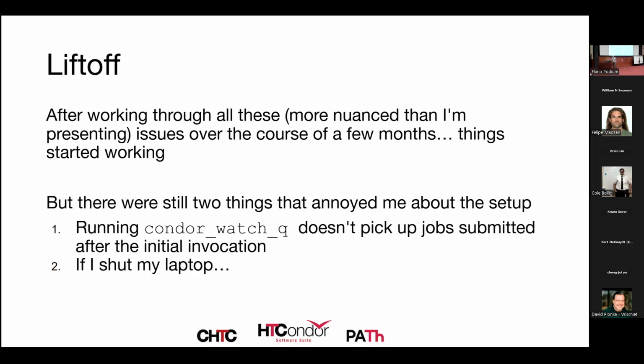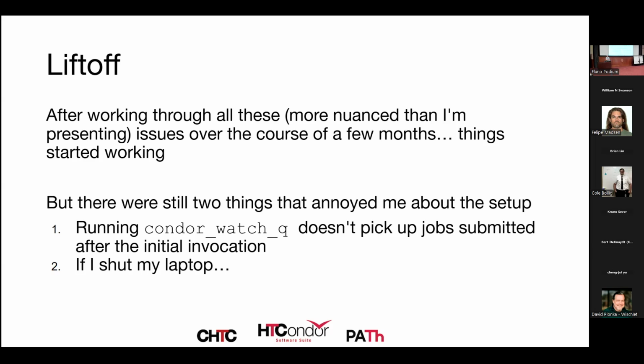So I've asked some of the Condor devs about why this is. We're concerned about querying the schedd too often. So condor_watch_q doesn't actually talk to the schedd, it watches a log file. But if every now and then it were able to reach out to the schedd and say, hey, how's it going? Got any new jobs I should know about? I think that would be a useful feature.